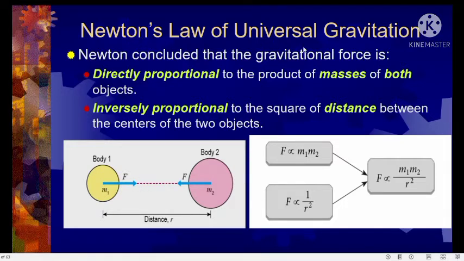So from Newton's law of universal gravitation, we can have this relationship. F is directly proportional to m1 times m2, and F is directly proportional to 1 over r squared. Combining these two relationships, we get F is directly proportional to m1 times m2 divided by r squared. So actually, this relationship is described by Newton's law of universal gravitation.